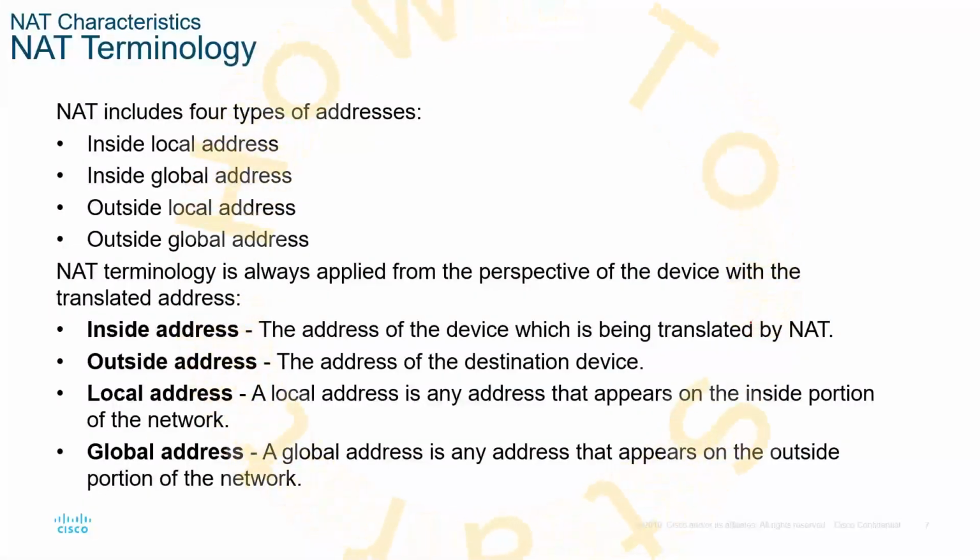So, terminology. You need to understand inside local, inside global, outside local, outside global. Inside address is going to be the device being translated. The outside address is going to be the address of the destination. The local address is any address that appears on the inside portion of the network, and the global address is the address that appears on the outside portion of the network.